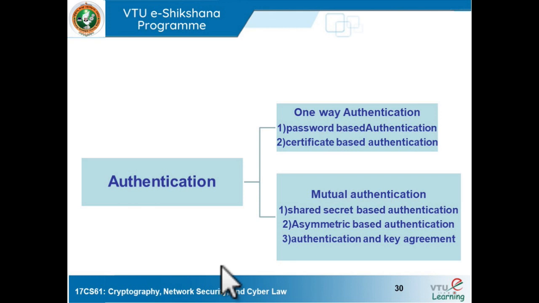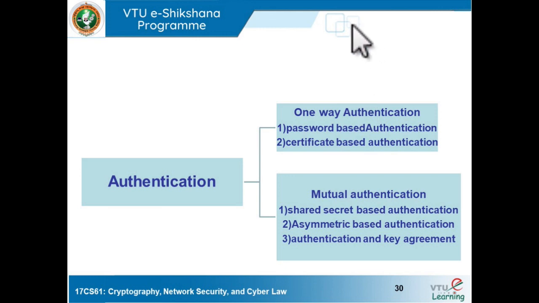Now, let's look at the classification of authentication. In authentication, a particular person or a source is trying to prove his genuineness to a receiver. There are two ways in which it can be performed. One is one-way authentication and the other one is mutual authentication.